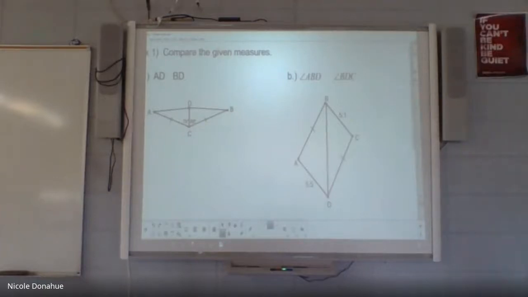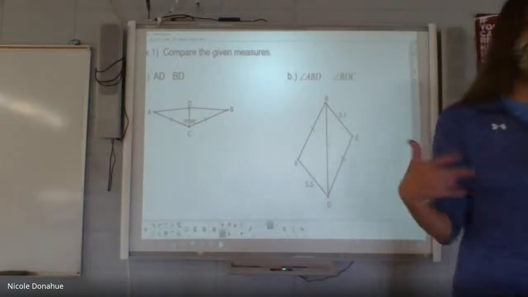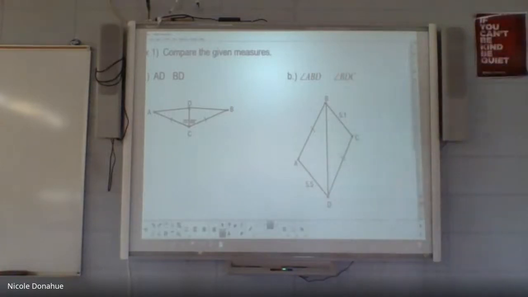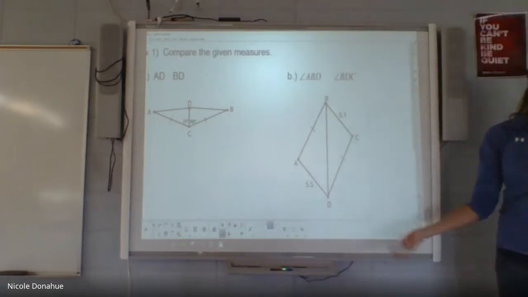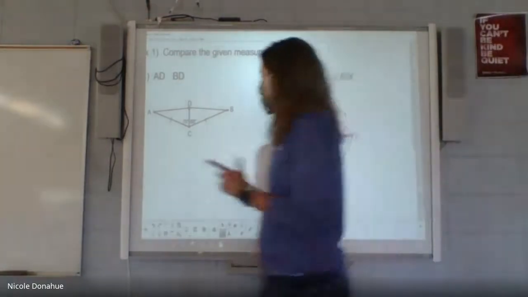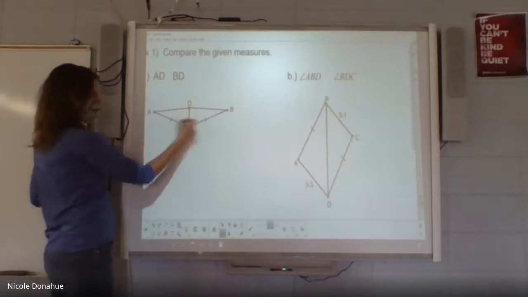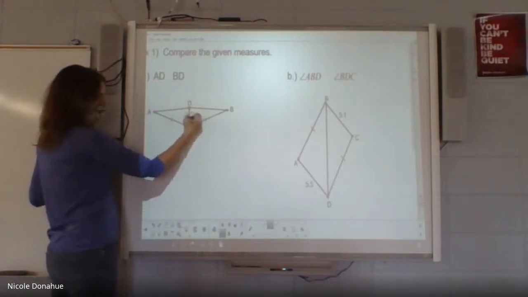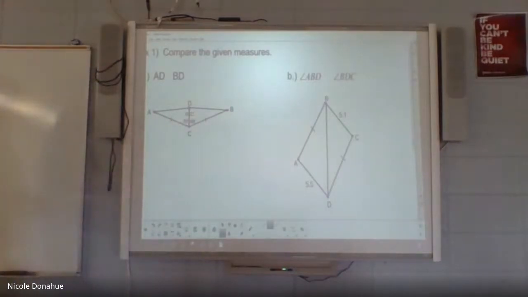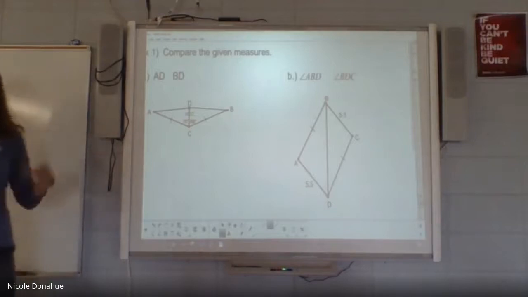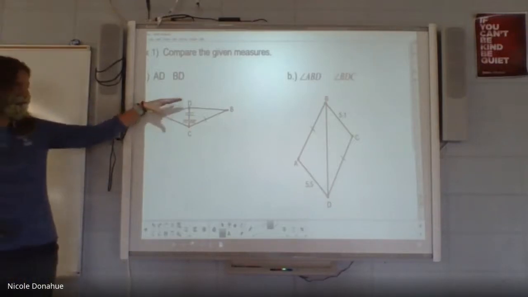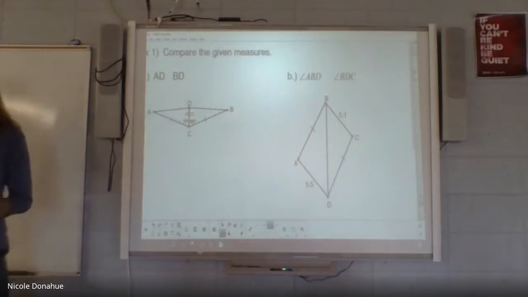Sorry. Okay. So they want us to compare these measures. And again, like I said, this is a pretty easy lesson today, so it's nothing too insane or difficult. Assumptions are okay in this case. So we have a situation where these two sides are equal, and then that shared side is also equal. So what does that allow me to conclude about AD compared to BD?